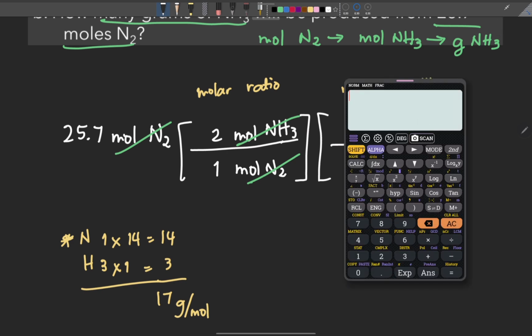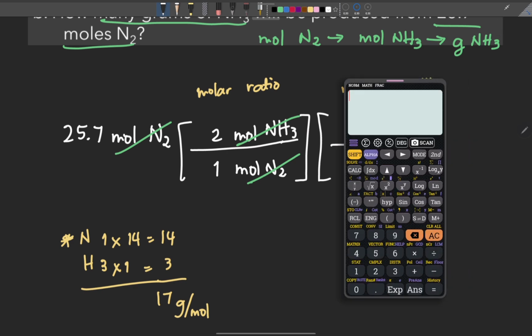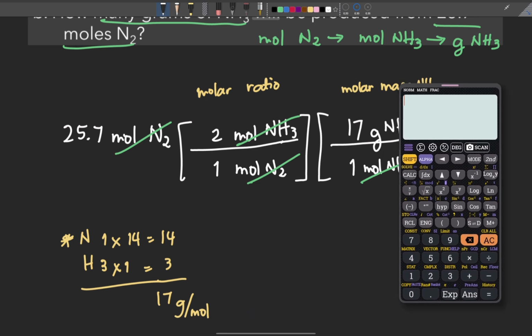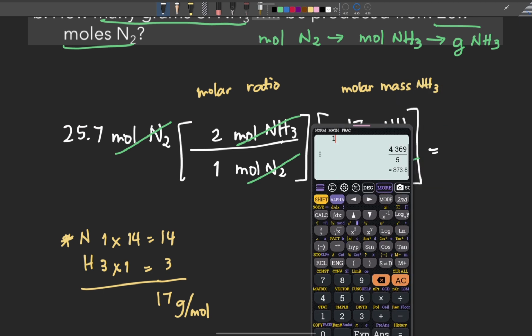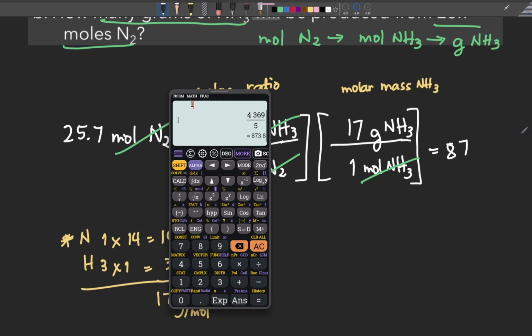So to input that in our calculator, we'll have here 25.7 times 2 times 17 over 1. 873.8. So that will be 873.80. The unit is grams of NH3.